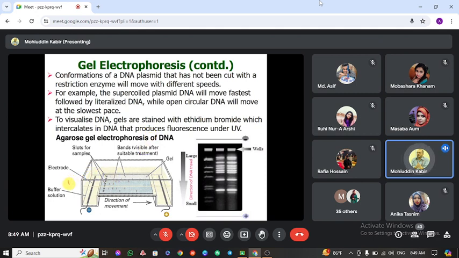So this is the apparatus. It is called the gel electrophoresis gel tank. This gel tank has a positive pole and a negative pole. Electricity has a positive end and a negative end. So we plug the positive side of the electrical wire to the positive pole, and the negative side to the negative pole.